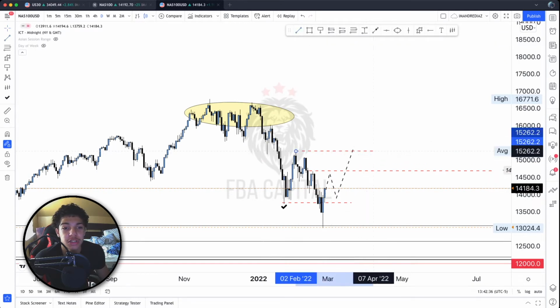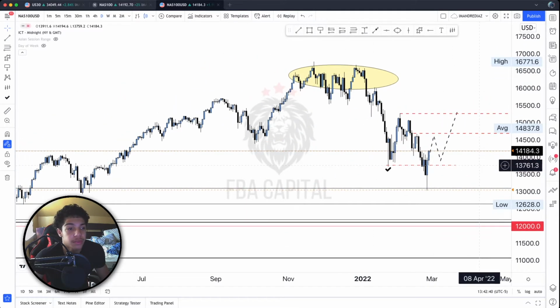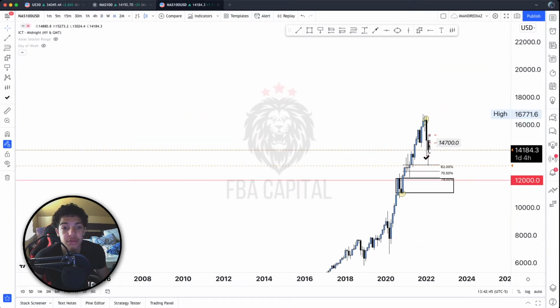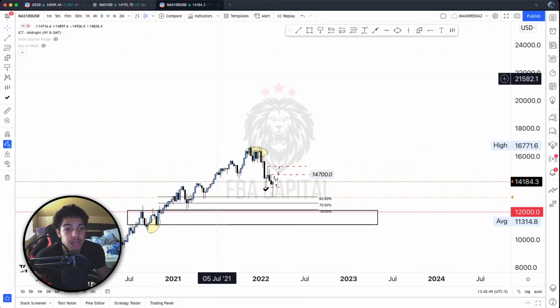But ideally, this is my short-term target, 14,700, based off of this weekly bullish prediction. So we're going to see what happens. This is my analysis based off of higher time frames. Nothing much is changing. I'm overall still remaining on my bullish bias, and especially after having this.